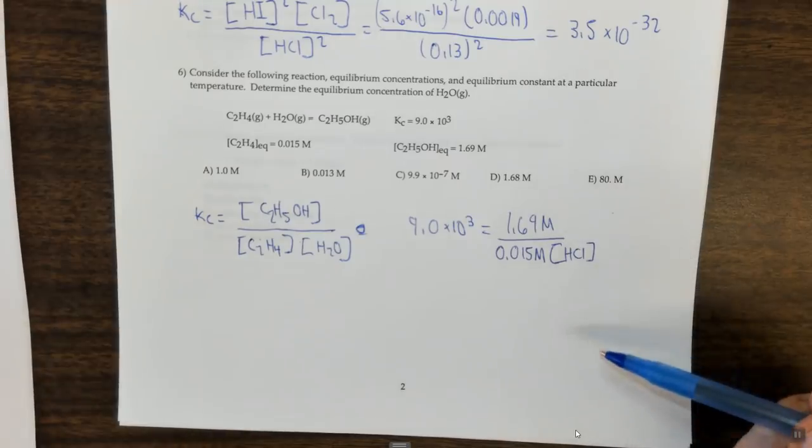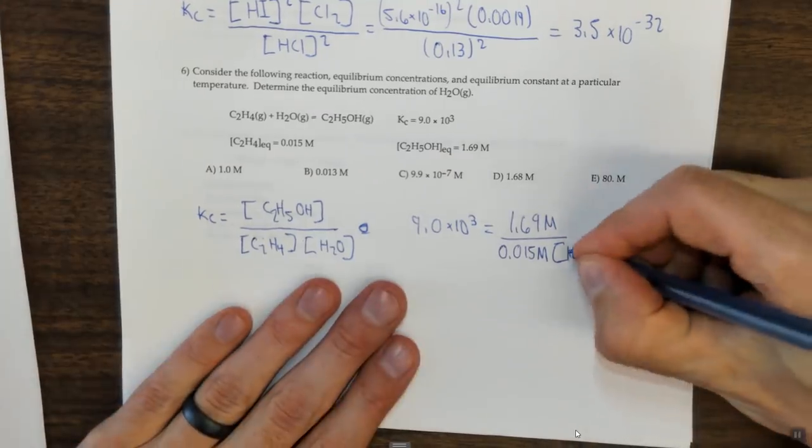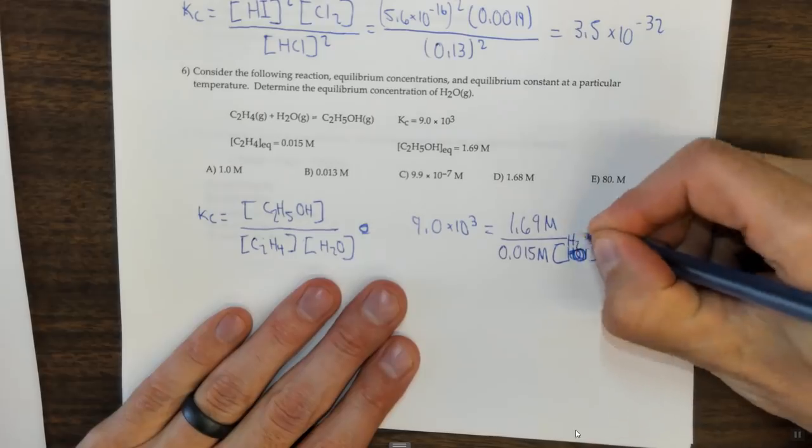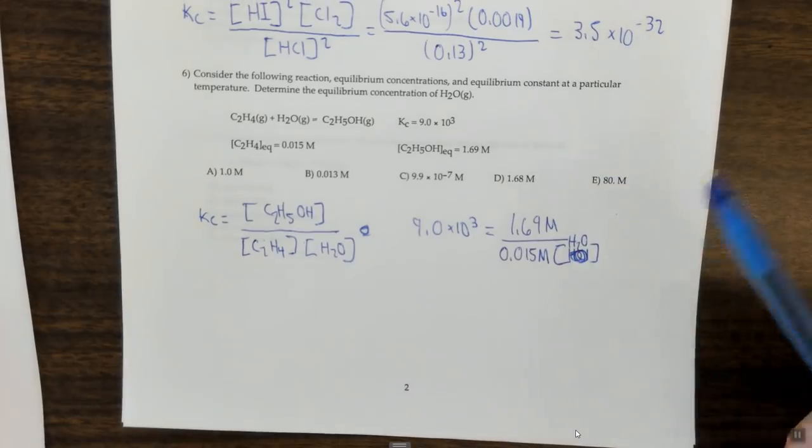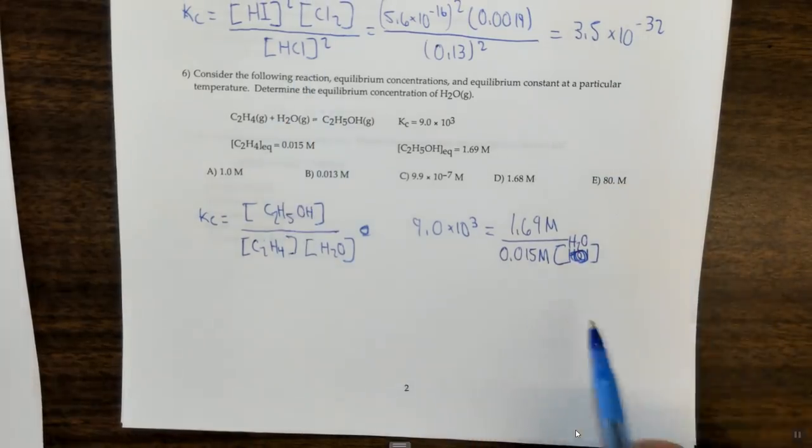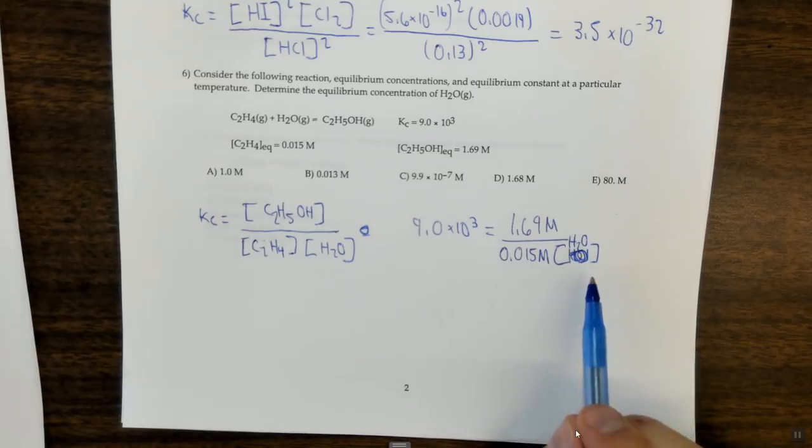I'm going to leave it as, oh, sorry, H2O. What am I doing? The concentration of H2O, not HCl. There was HCl as the product in the previous question. Okay, so we have the concentration of H2O.